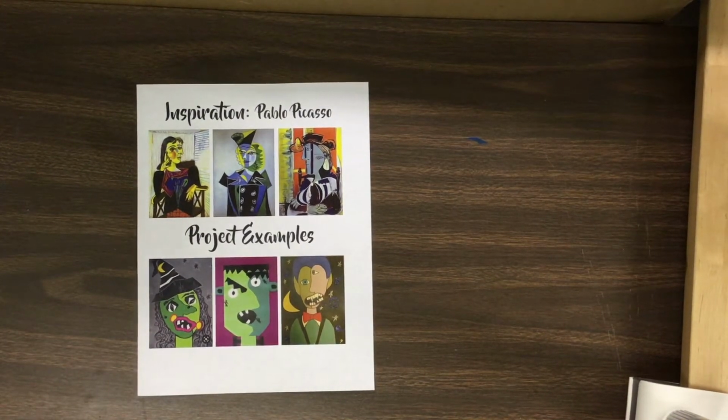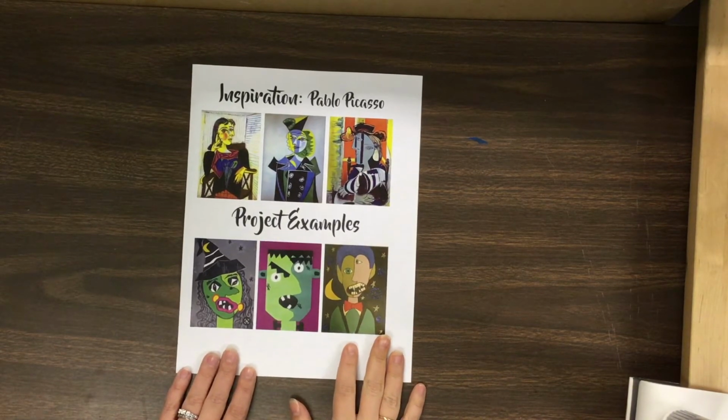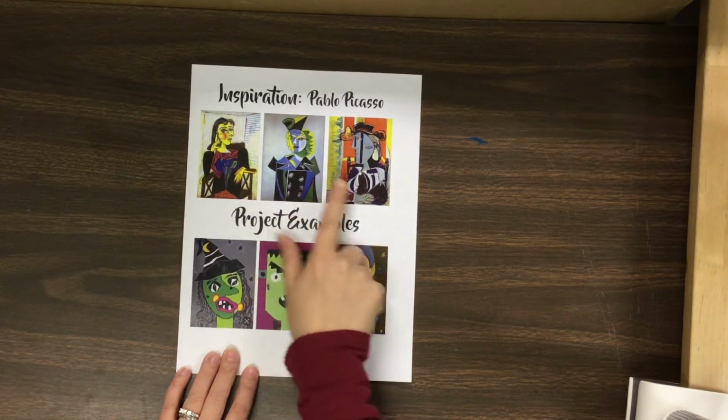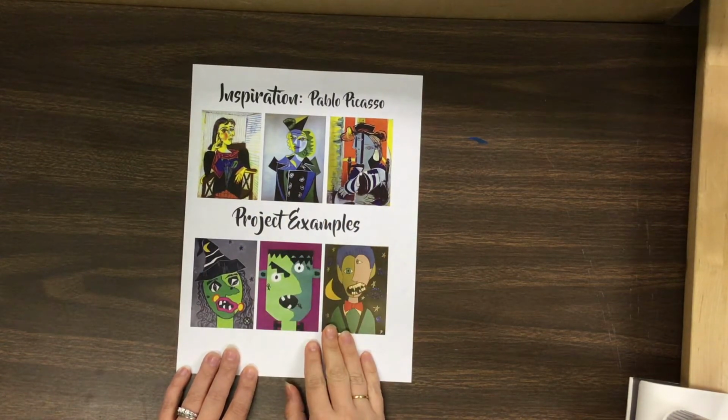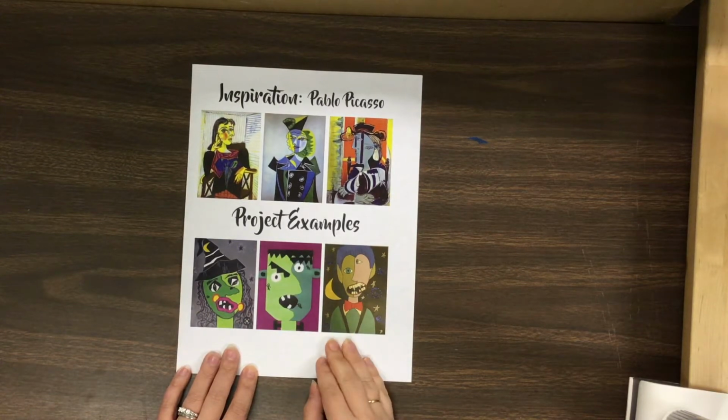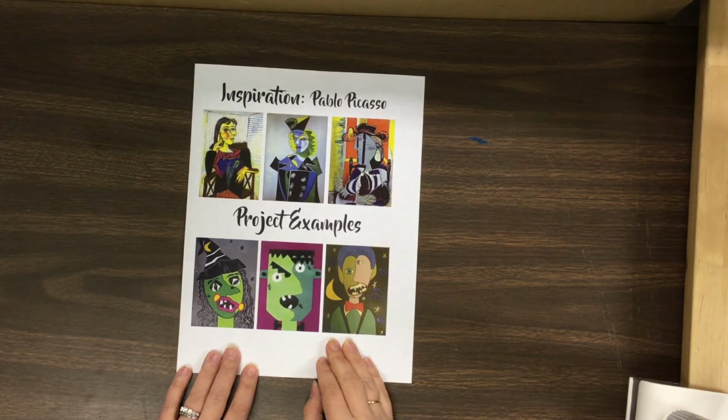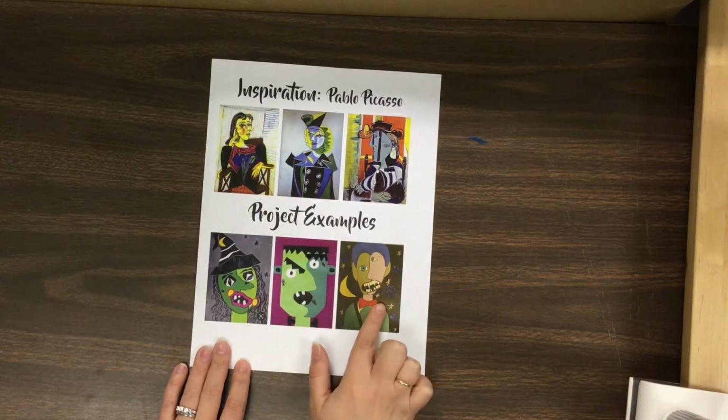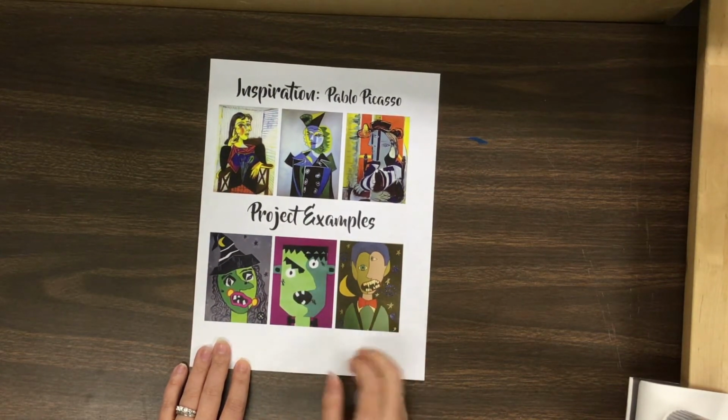Hey guys, today we are going to be working on creating abstract portraits inspired by Picasso. The first thing that we're going to be doing today is looking at this sheet that has some examples for you. Up here there are some examples of faces that Picasso did, and you can see how he shows the face facing forward and then also in what's called profile, so facing sideways, at the same time. You're also going to see these three examples that are showing examples of the project.